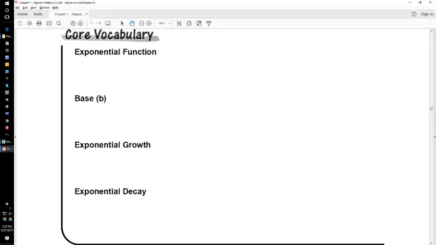Alright, this is chapter 1.4, the vocabulary section. Let's start with an exponential function.